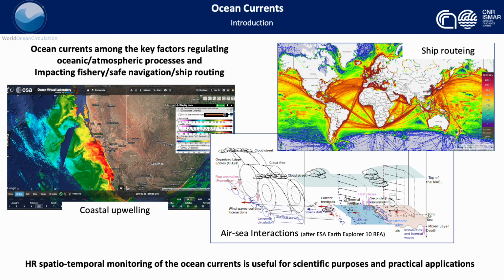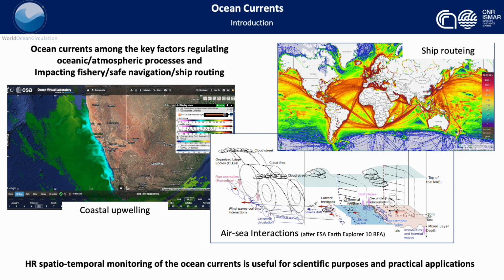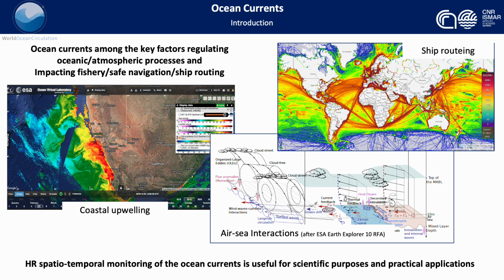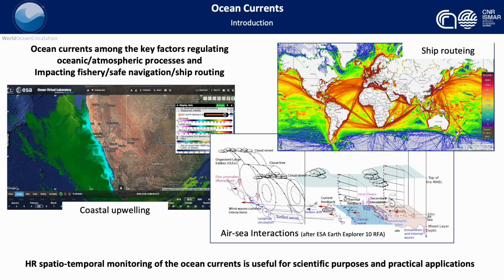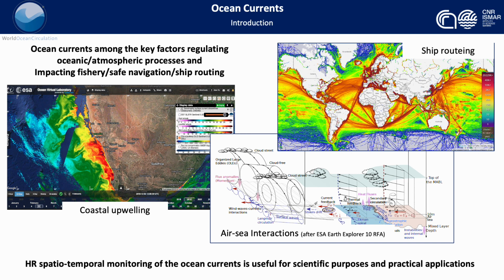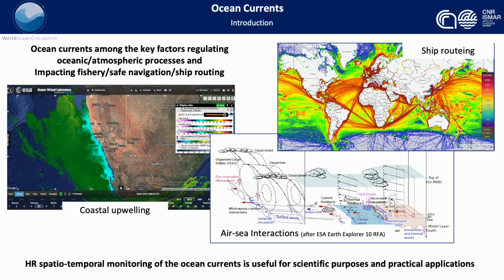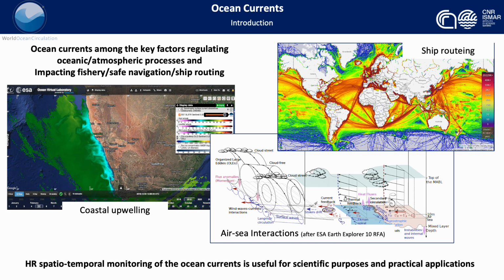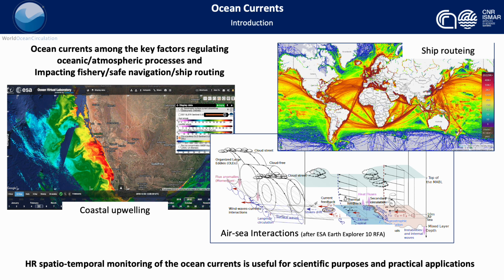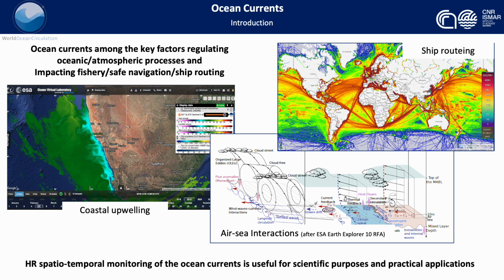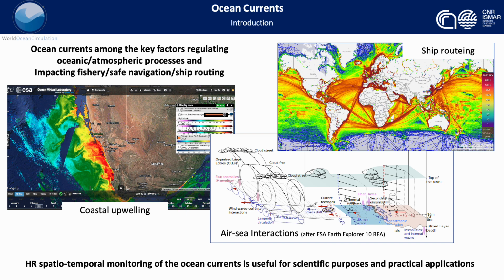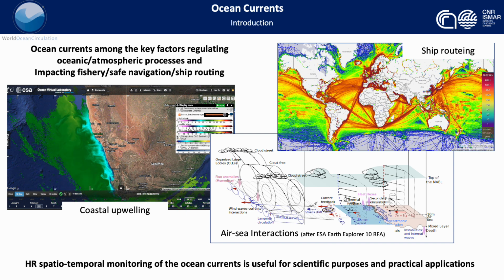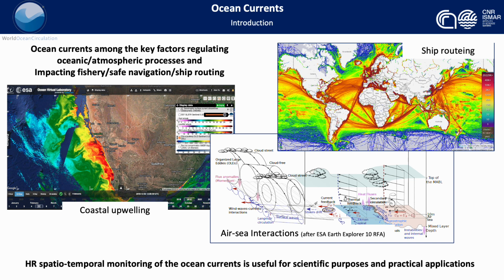Ocean currents are a crucial variable to understand the variability of the ocean, but also of the planetary atmospheric boundary layer, and their high resolution spatiotemporal monitoring is crucial for practical applications like fishery, ship routing, and safe navigation.